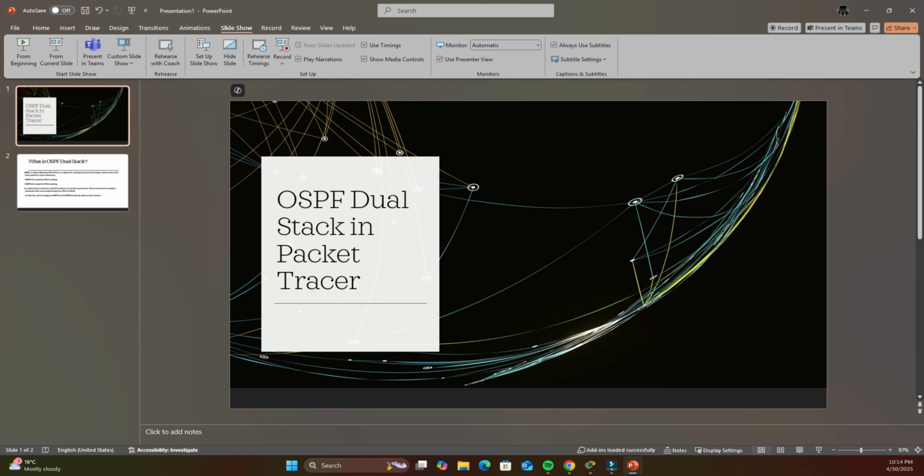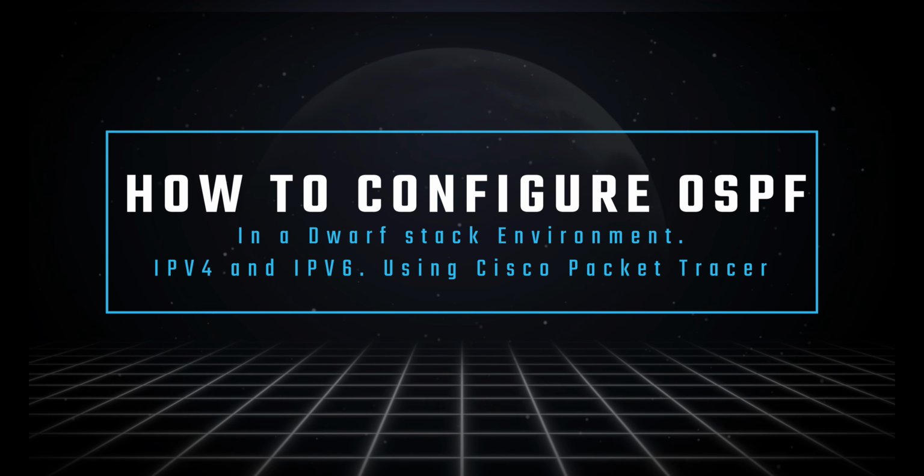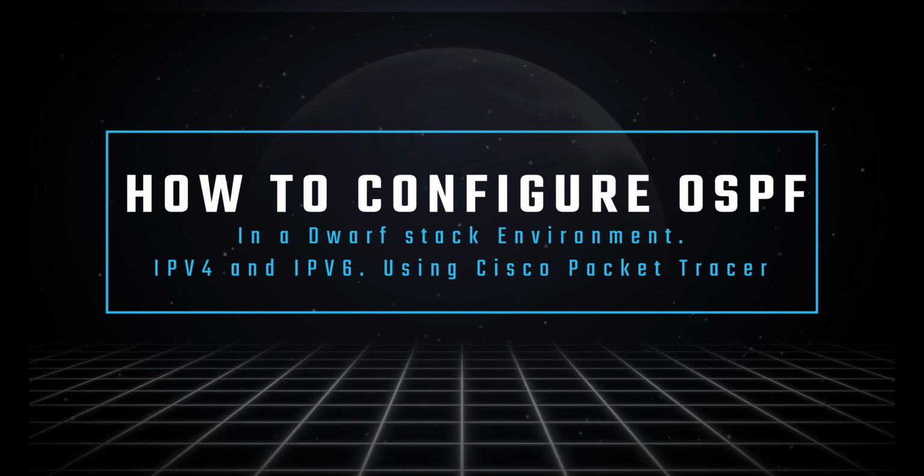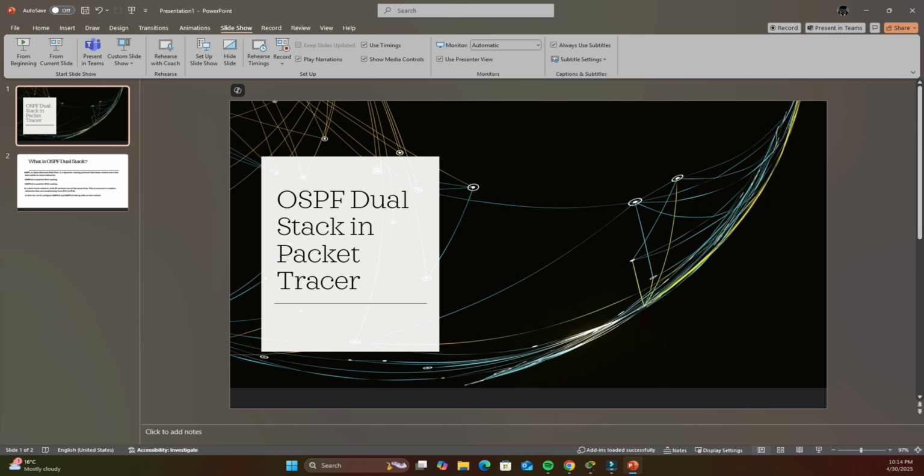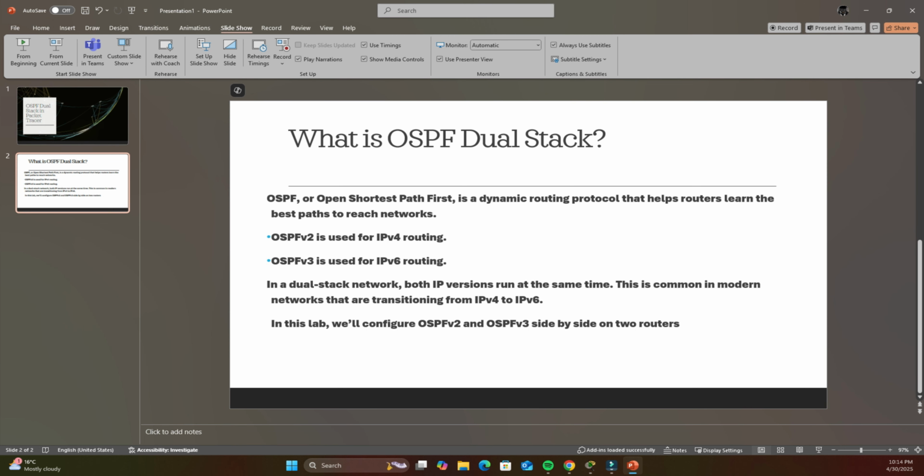In today's video, I'll show you how to configure OSPF in a dual stack environment. That means both IPv4 and IPv6 using the Cisco Packet Tracer. Whether you're studying for CCNA or just want to master real-world network configuration, this lab is a must in your toolbox. So let's dive in.